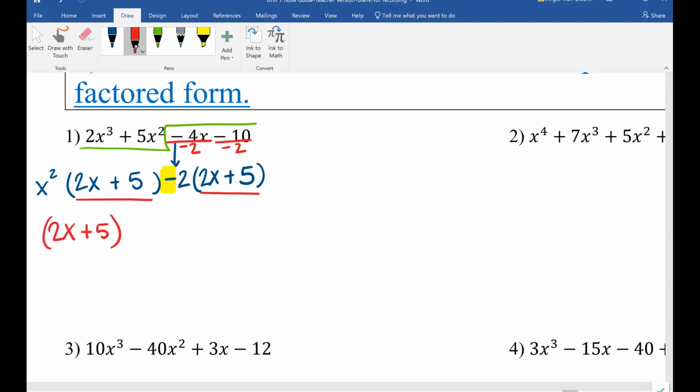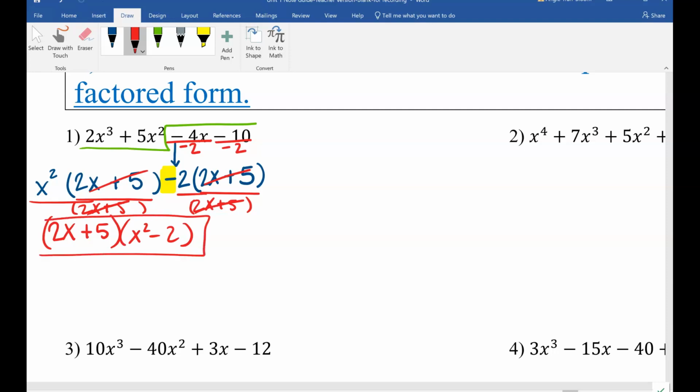Okay, so what do we mean by that? We mean I'm going to divide each side by 2x plus 5, just like that. We've been doing that all along, right? So bam, bam, cancel, bam, bam. What? You have x squared minus 2 left? Yes, we do, and we box that up. And that is as far as we can go.